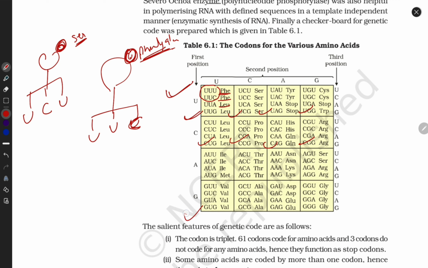With the help of amino acids, we get a polypeptide chain: one amino acid, two, three, four, multiple amino acids in a chain. We call it a polypeptide chain, and in future these polypeptide chains will give rise to proteins. How this protein will form, we will discuss in translation.